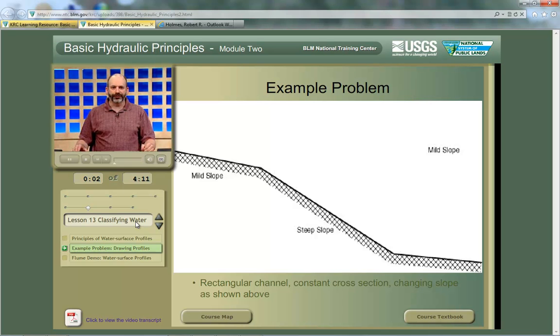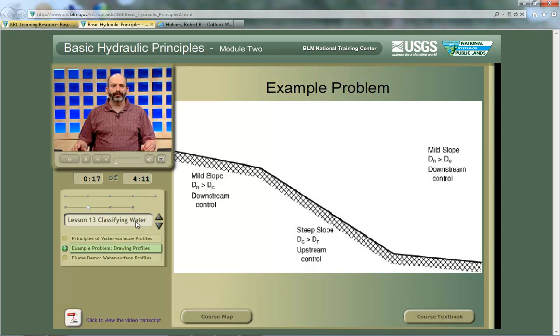Here's an example problem for lesson 13. What you have in front of you is a regular rectangular channel. It has a constant cross-sectional area, but it changes in slope as you see. It goes from a mild slope to a steep slope and back to a mild slope. Well, what are some things that we know about this? Well, on the mild slope, we know that the normal depth has to be greater than the critical depth, and that the downstream end of that reach will control.